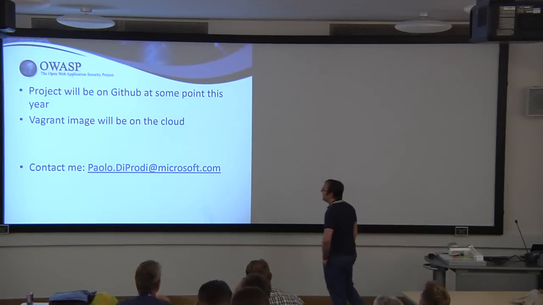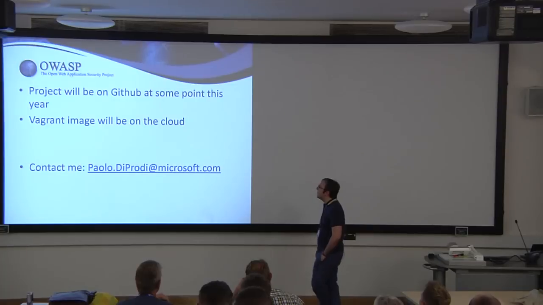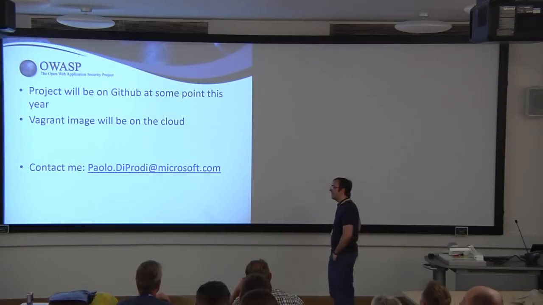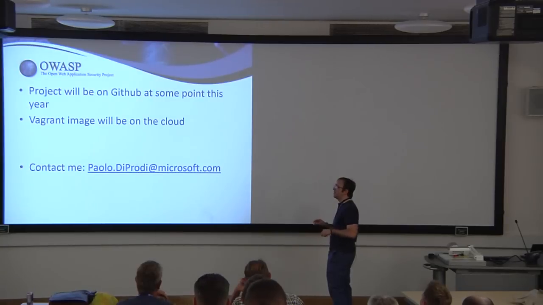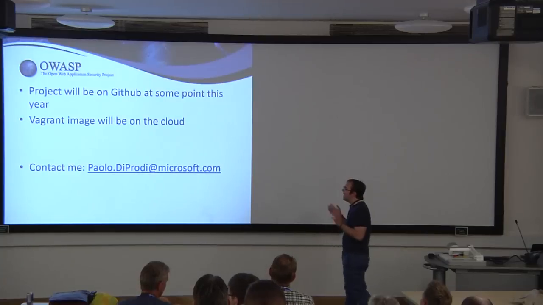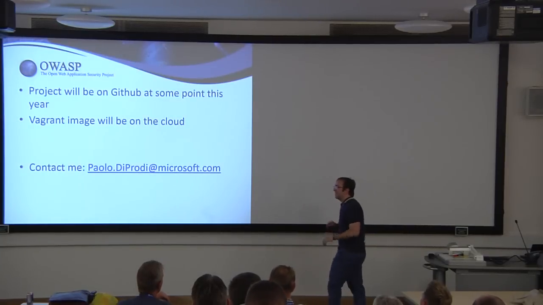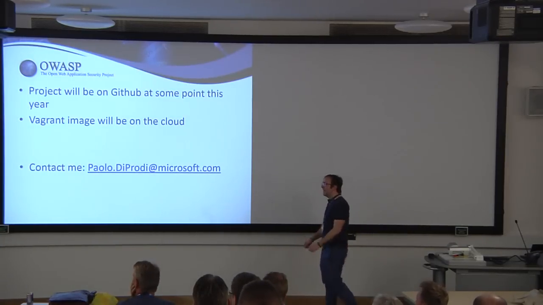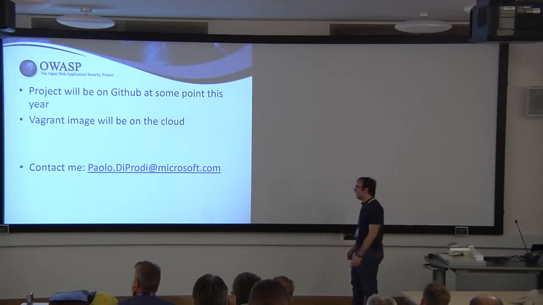Yeah, every tool that I use is open source, and I can push it to GitHub today if I want to. I just want to make the Vagrant script better, because right now it's semi-manual. It's open source, there is no problem to publish, I just need to take some time. I will probably contact OWASP once it's online.